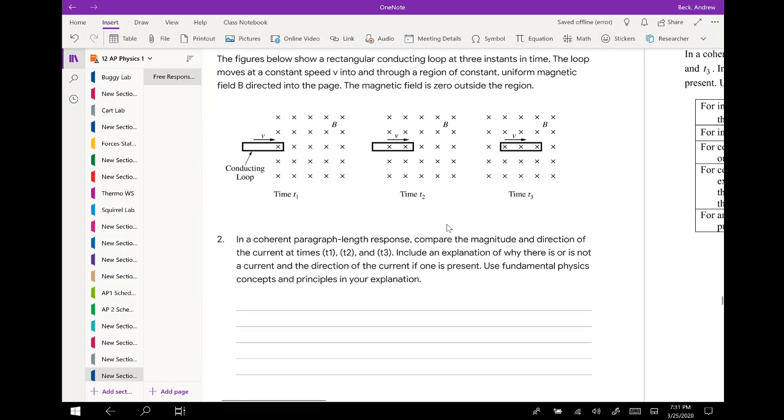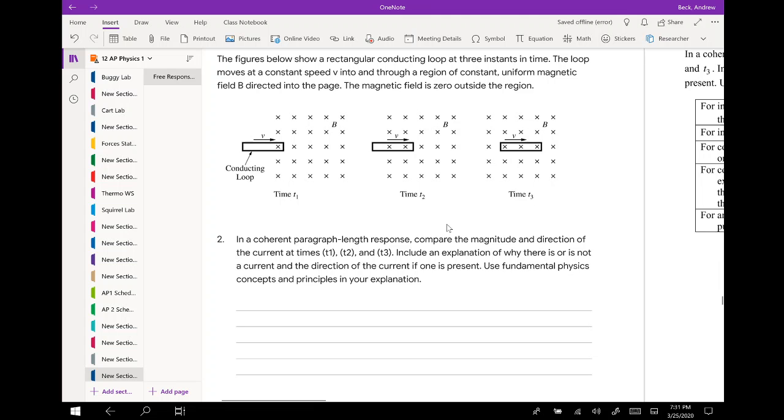So this first part is saying, okay, in a coherent paragraph length response, compare the magnitude and direction of the current at times t1, t2, and t3. Include an explanation of why there is or is not a current and the direction of the current if one is present. Use fundamental physics concepts and principles in your explanation.